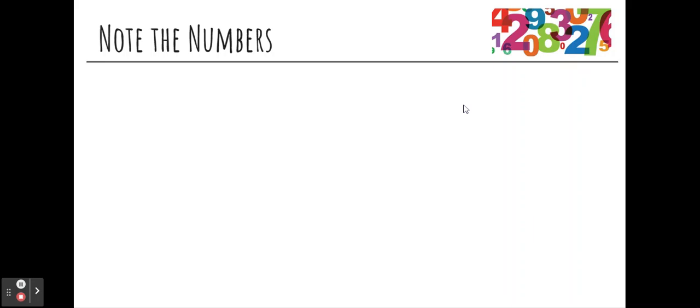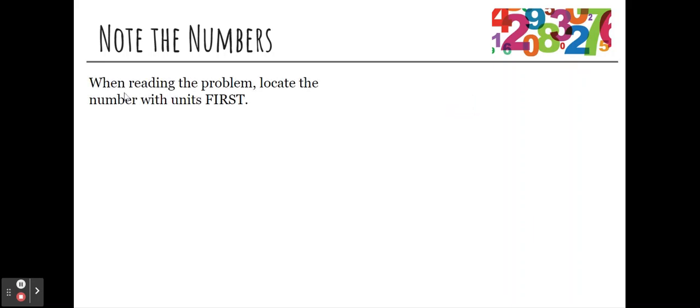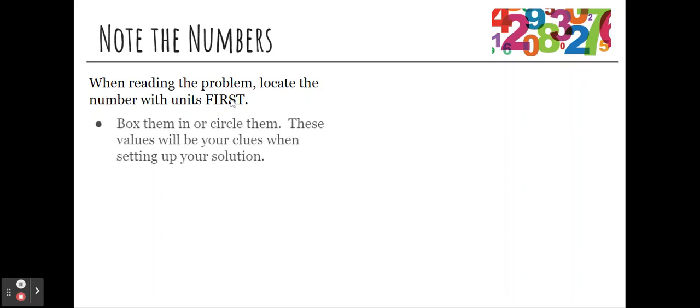First thing I do when I have a problem is I read through it and I note the numbers. Well, what do we mean by that? When reading the problem, locate that number and any units that follow it first. I tend to box them in or circle them within the problem. If I have a highlighter, I might highlight them, but these are going to be our clues when we want to go set up our solution.